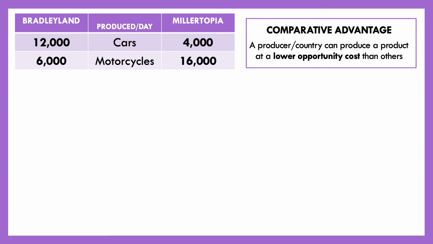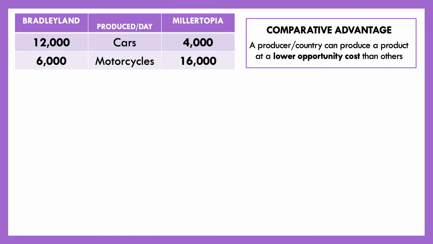So let's take a look and see how this whole comparative advantage, specialization, trading thing works. I think back in Unit 1, we had the example of me, Mr. Bradley, and Mr. Miller washing cars and motorcycles to see who has the comparative advantage in what. But let's take a look at it from a country level. So we're going to have Bradley Land and Millertopia. Instead of washing cars and motorcycles, they're going to be producing cars and motorcycles.